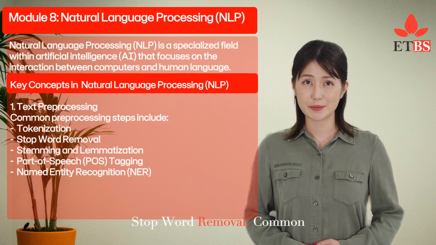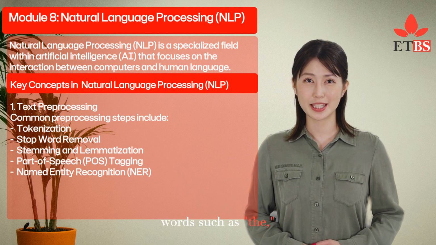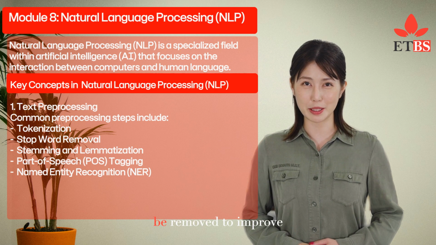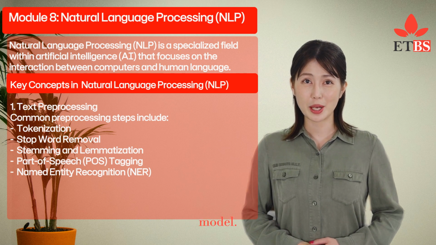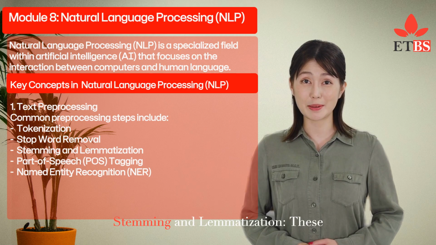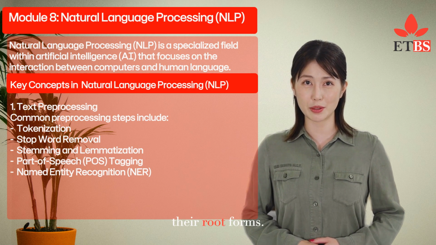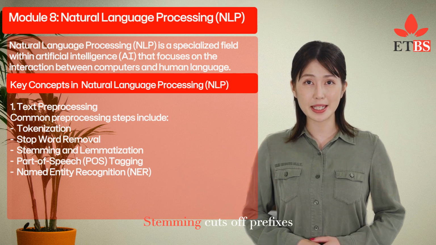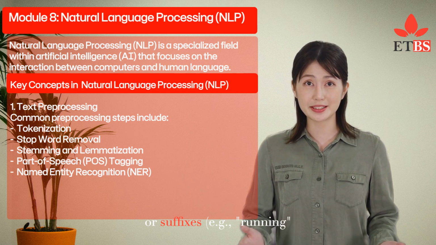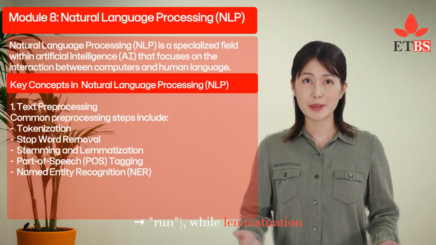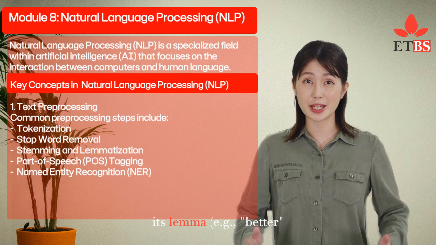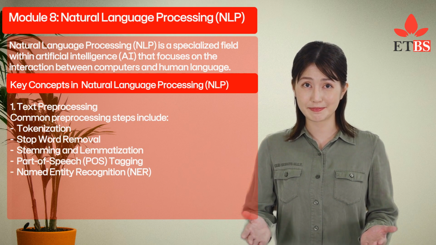Stop word removal. Common words such as the, is, and in that do not carry significant meaning and can be removed to improve the efficiency of the model. Stemming and lemmatization. These processes reduce words to their root forms. Stemming cuts off prefixes or suffixes, e.g., running, run, while lemmatization converts a word to its lemma, e.g., better, good.